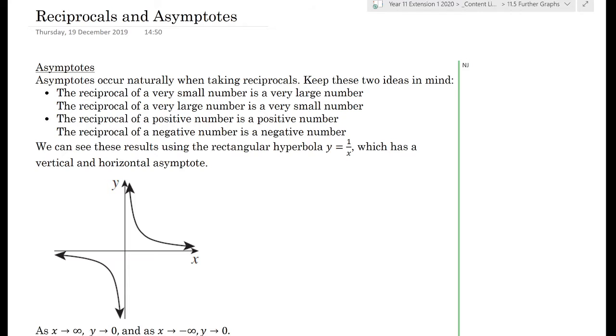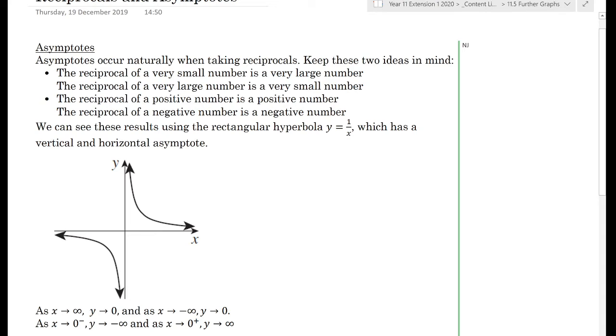So the reciprocal of a very small number is a very large number. For example, if you have a very small number, say 0.00001, the reciprocal of that is 1 over 0.00001, which is the same as 100,000. Okay, so a very big number. So the reciprocal of very small is very big, and of course the inverse is true as well. If you've got a very big value, the reciprocal is very small.